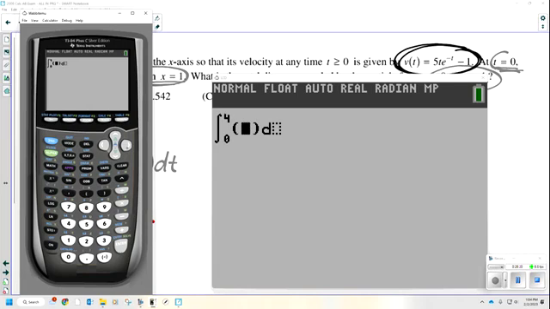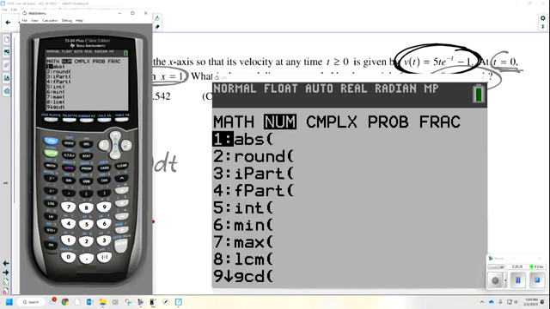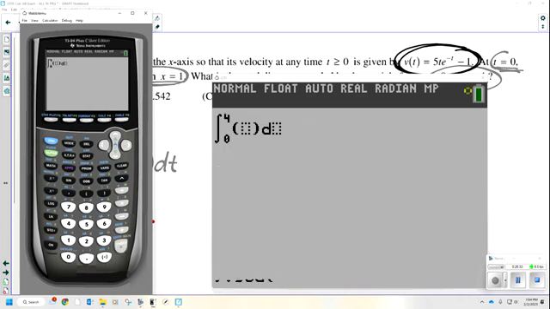Now, we don't really use the absolute value that often. So you have to go to Math and move over to Num. The first thing that says ABS does not stand for anti-lock brake system. It's for absolute value. Boom!